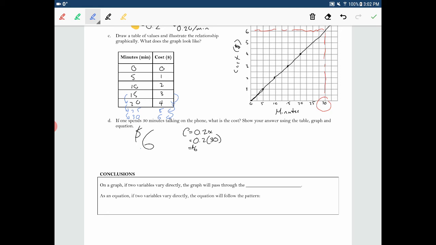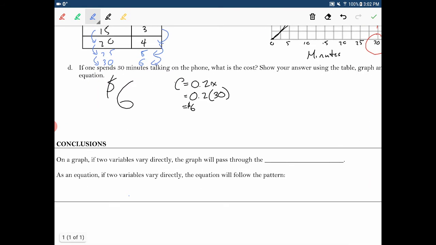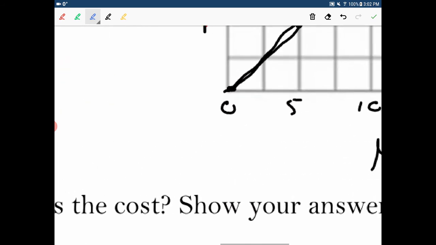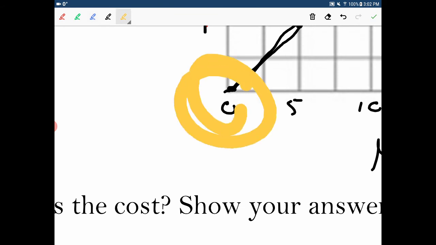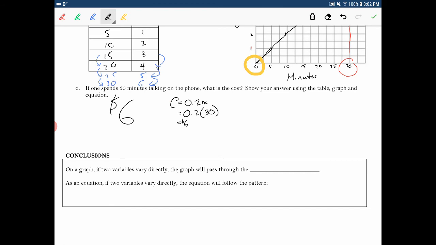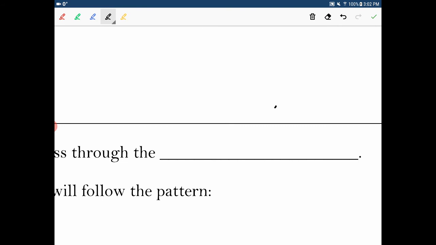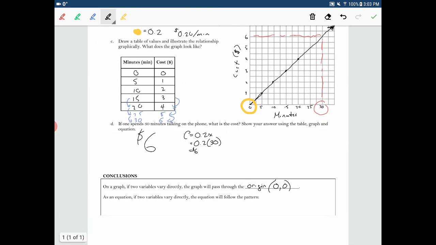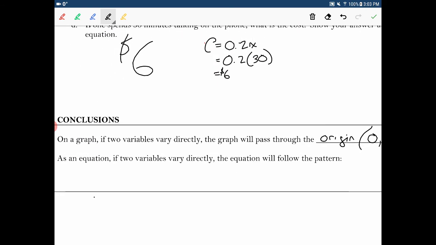All right, so our conclusions on a graph. If two variables vary directly, the graph will pass through the origin. We didn't actually specifically mention this, but this is what's important here. The important part for direct variation is that if one variable is 0, the other variable is also 0. So it passes through the origin, which of course is just the point 0, 0. That's what makes it direct variation.